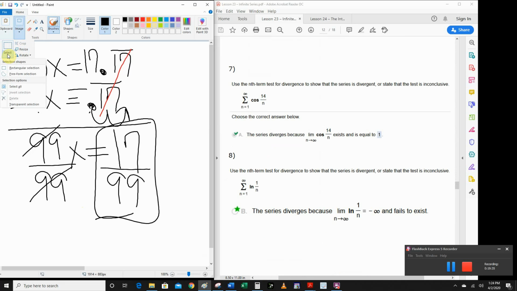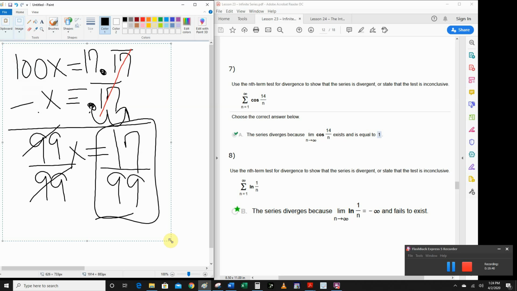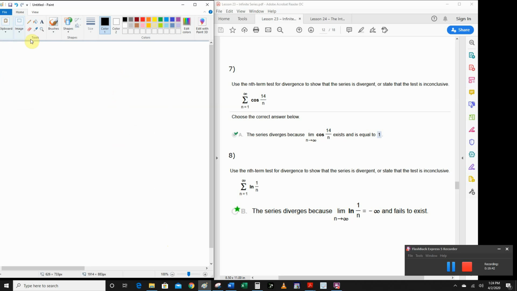Going back to testing a series for if it's convergent or divergent, let's look at a trig problem. Determine if this series is convergent or divergent using the nth term test. Take the limit as n approaches infinity of cosine of 14 over n.